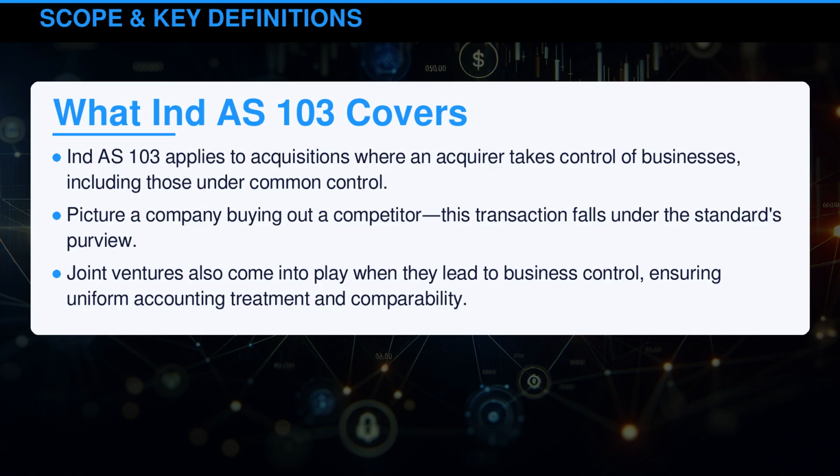Indian Accounting Standard 103 applies to acquisitions where an acquirer takes control of businesses, including those under common control. Picture a company buying out a competitor. This transaction falls under the standard's purview. Joint ventures also come into play when they lead to business control, ensuring uniform accounting treatment and comparability.